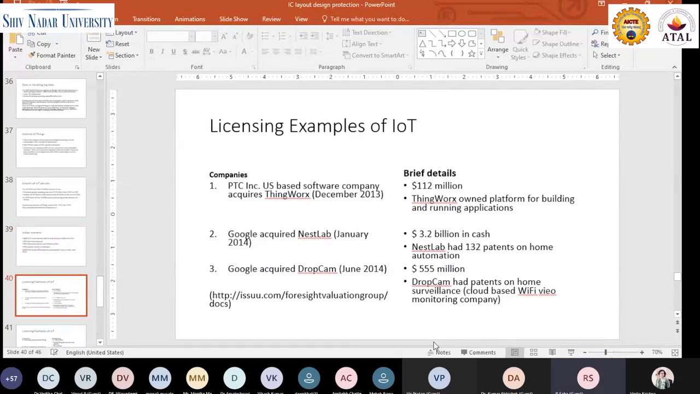So these are some examples of licensing of IoT. Since these slides are going to be with you, Vinita will share them with you, then you can look at these numbers. There's no point reading the numbers, but one thing is definitely there, that all patents which have standards associated with them are licensed at a much higher rate. Next.